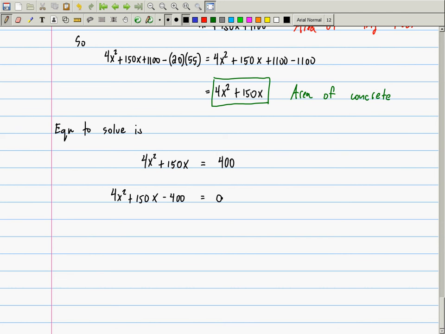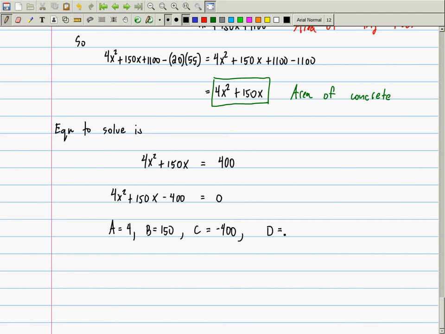If only we had some kind of formula with which to solve quadratics. Wouldn't that be nice? Okay, good. We have the quadratic formula. So let's write down the A, B, and C. What is A? A is 4, B is 150, and C is negative 400. So let's write down the discriminant.